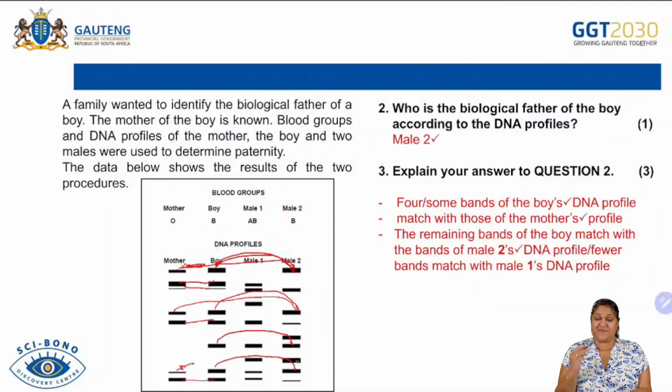So now you need to be specific and count them. Okay, how many are here? 1, 2, 3, 4, 5, 6, 7, 8. Four of the bands of the boy match those of the mother's profile. The remaining bands of the boy match with the bands of male 2. Okay, so that's how you're going to explain it, right? And that's how you work it out.